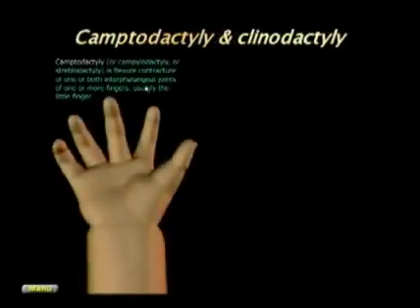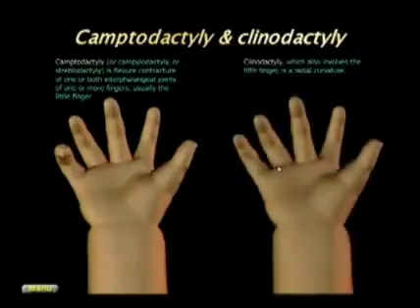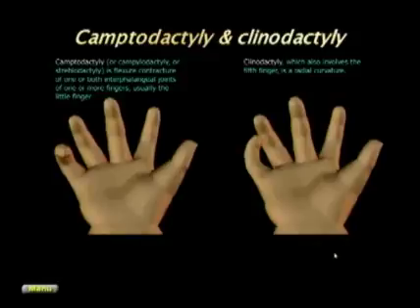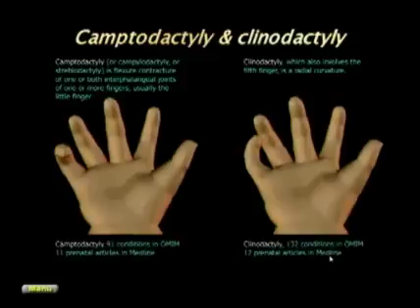Camptodactyly and clinodactyly are two different conditions. In camptodactyly, the finger is bent along its normal flexion axis, and in clinodactyly, it is bent in a radial curvature, so it tends to touch the adjacent finger. And of course, there are differential diagnoses for each of these conditions. Clinodactyly is a bit more common than camptodactyly.